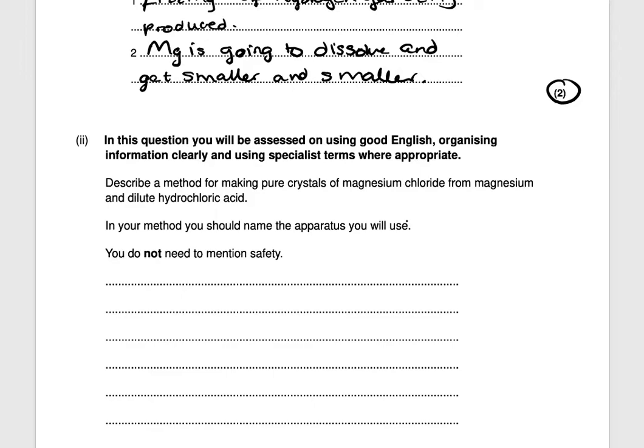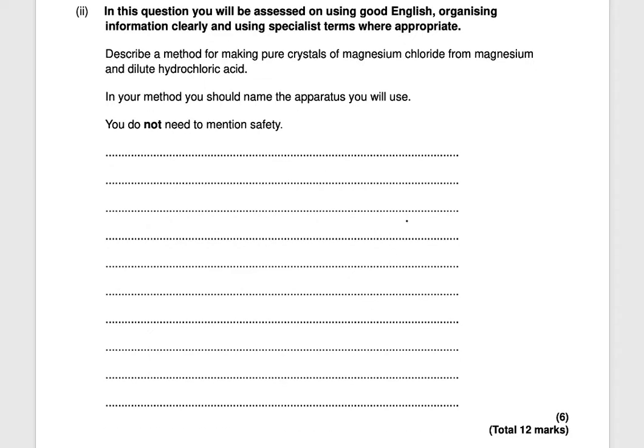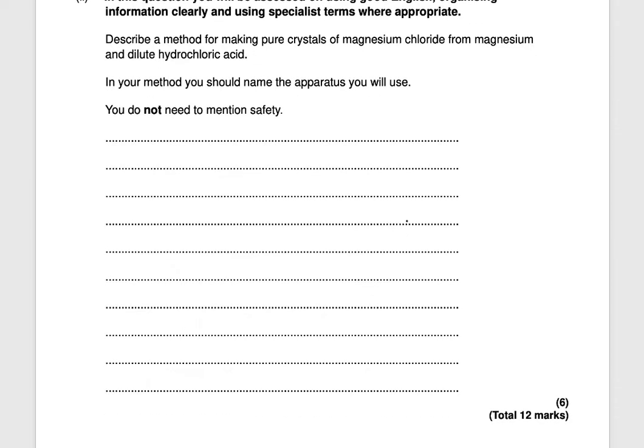In this question, you will be assessed on using good English, organizing information clearly, and using specialist terms where appropriate. You need to describe a method for making pure crystals of magnesium chloride from magnesium and dilute hydrochloric acid. In your method, you should name the apparatus you will use, and you do not need to mention safety. So we're trying to produce pure crystals of magnesium chloride, which is made from magnesium and dilute hydrochloric acid. So we have Mg and HCl.